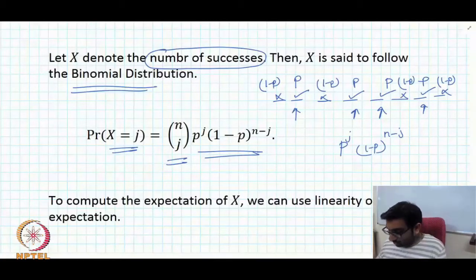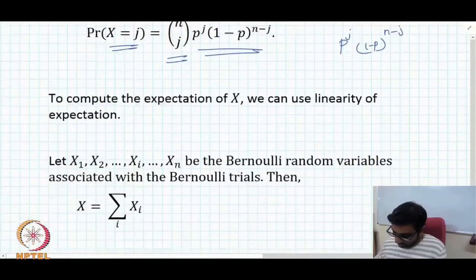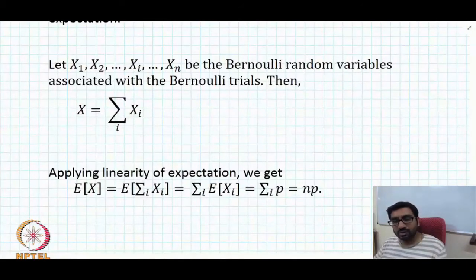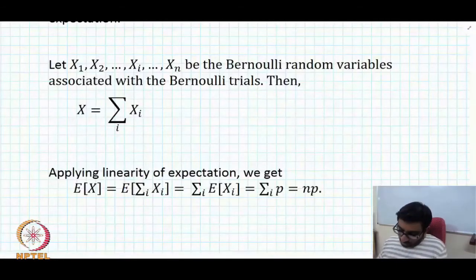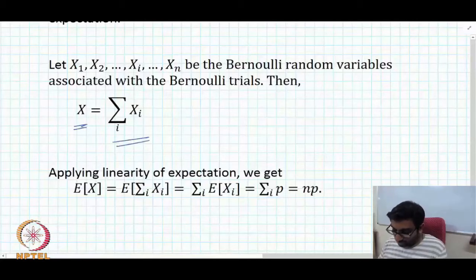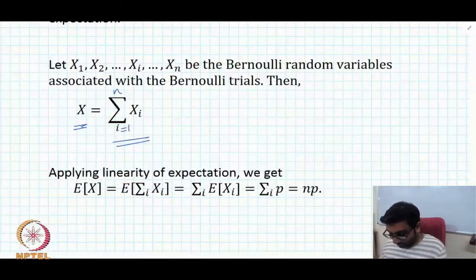Now, we can use this to compute the expectation of X, but that's going to be very complicated. This is where the linearity of expectation comes in very handy. In order to apply the linearity of expectation, we're going to assign a random variable to each Bernoulli trial. These are sometimes called indicator random variables because they indicate whether a particular Bernoulli trial was a success or a failure. So X1 will be a 1 if the first Bernoulli trial came out a success, otherwise it would be a 0, and so on. And so it's very easy to see that our binomial random variable X is simply the summation over all i ranging from 1 to n of the Xi's.